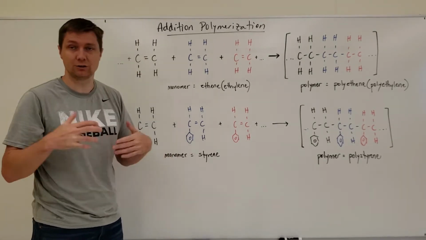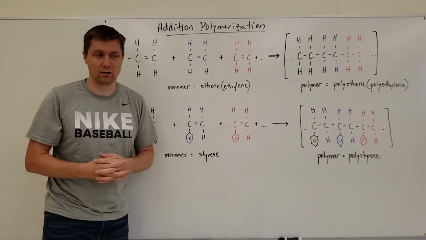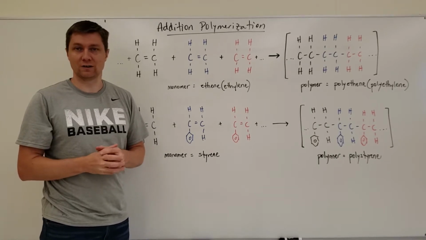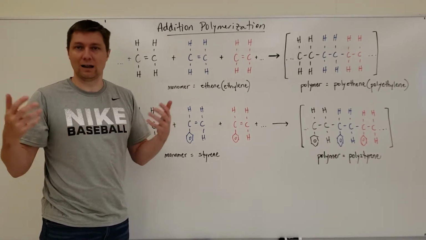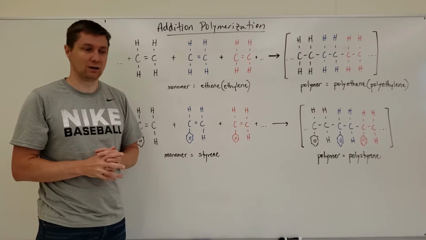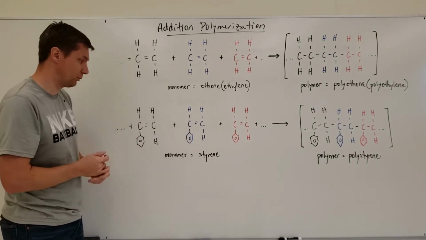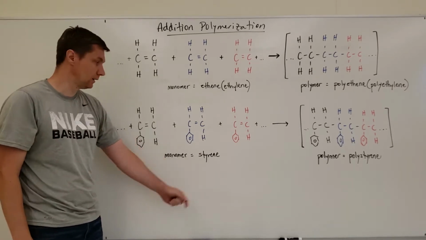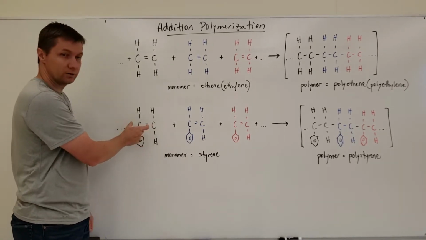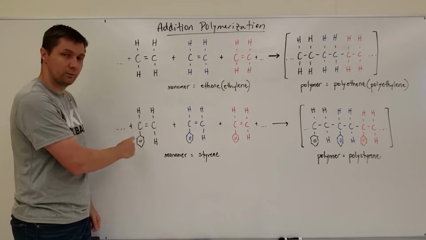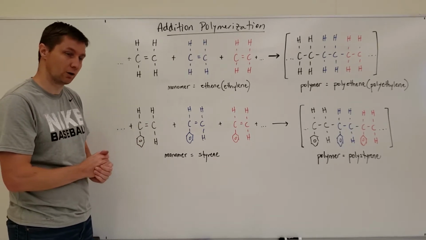So these polymerization reactions are reactions that are used all the time to allow us to have certain materials that we have in our everyday life. Take a look at this second example. We've got the monomer styrene. Styrene is 2 carbons double bonded with a benzene ring coming off of one of the carbons.